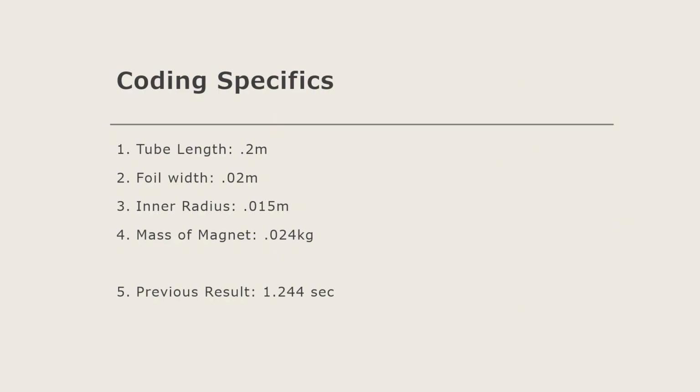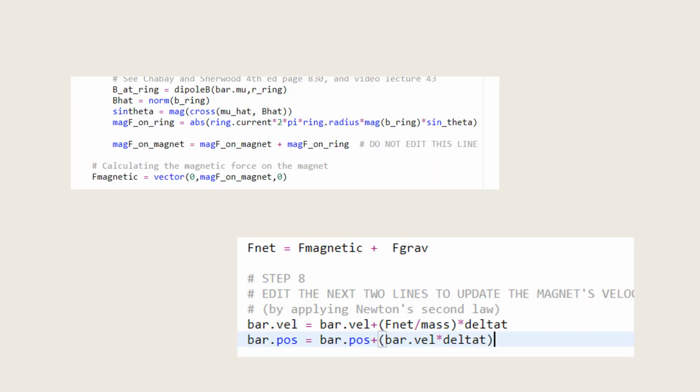A few of the specifics of my coding: I have the tube length at 0.2 meters, the foil width at 0.02 meters, the inner radius, the radius inside the foil, at 0.015 meters, and the mass of my magnet was 0.024 kilograms. And this is my previous result for the computational model, 1.244 seconds.